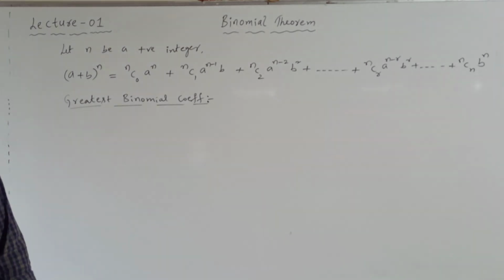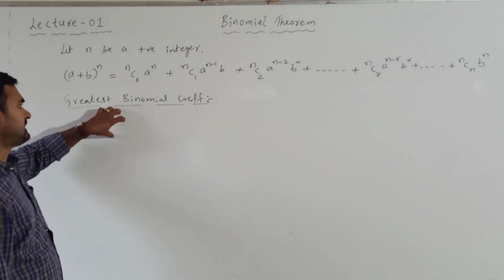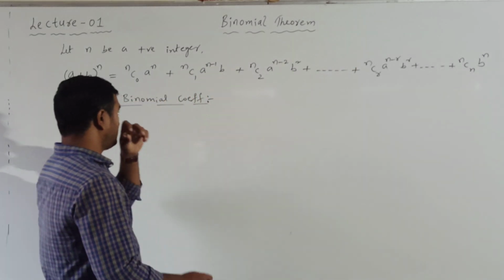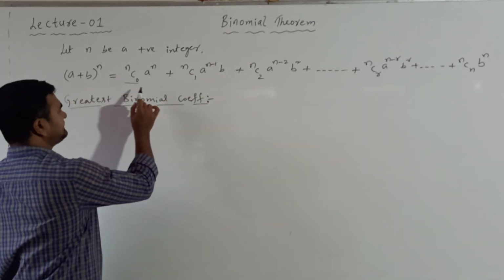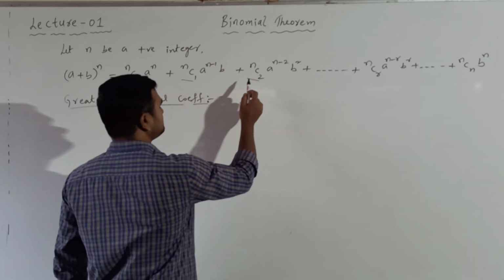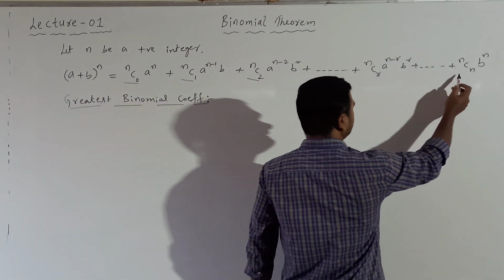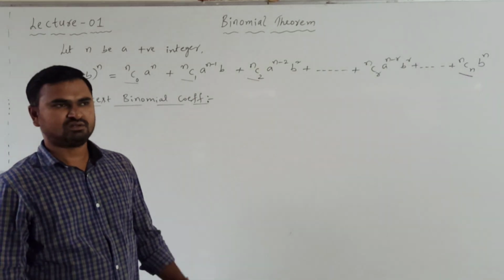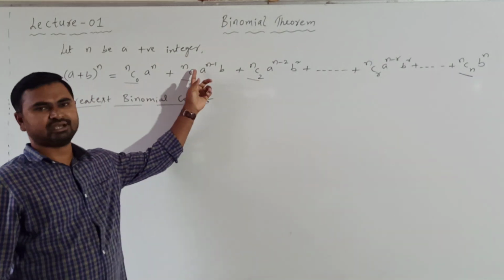Greatest binomial coefficient. So what will be the greatest binomial coefficient out of all these coefficients? What are the binomial coefficients we have? nC0, nC1, nC2 up to nCn. So out of all these values, which value will be the greatest?